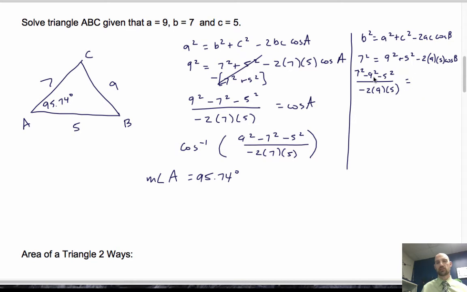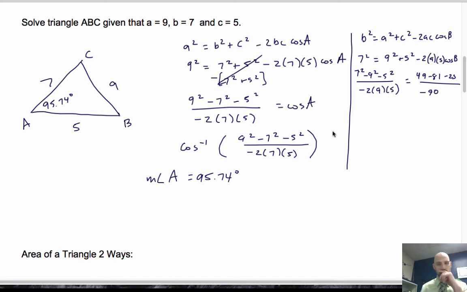Don't feel like you need to do it like this. You can do 49 minus 81 minus 25 on top, and then this would be negative 90 on bottom. That's allowed, and it'll make it easier to put into your calculator.